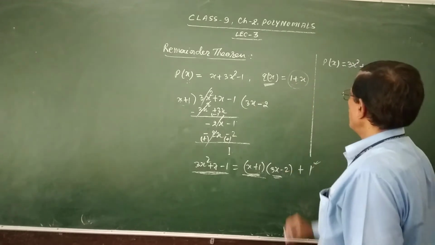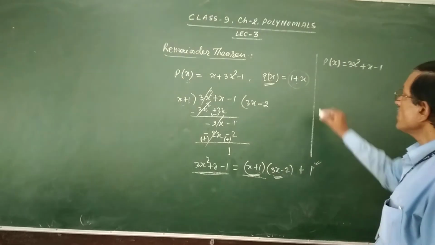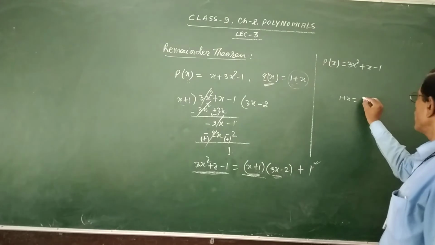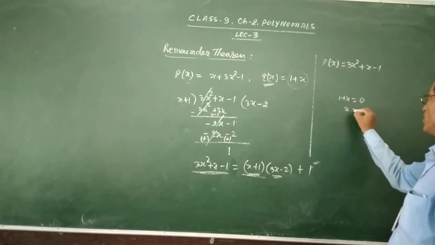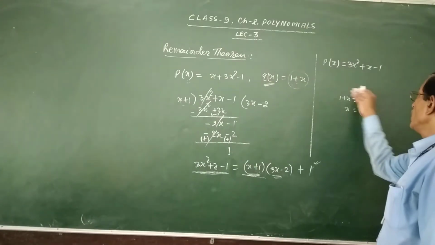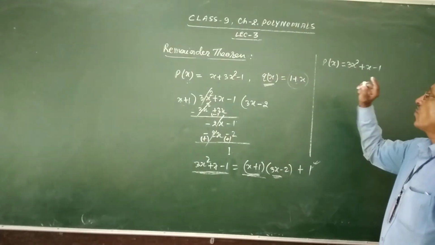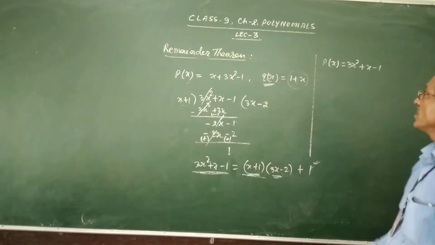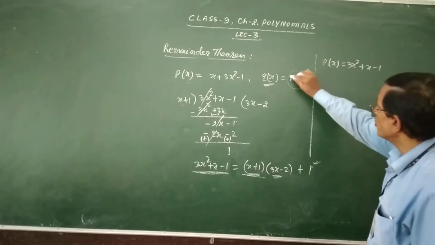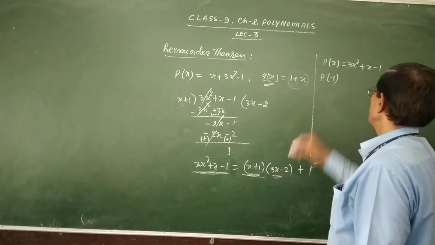To find the zero of any polynomial, we equate it to 0. That means x is equal to minus 1. This value, minus 1, is the zero of this polynomial. So find the value of px at x equal to the zero of this polynomial. The zero of this polynomial is minus 1. So we find it at minus 1.